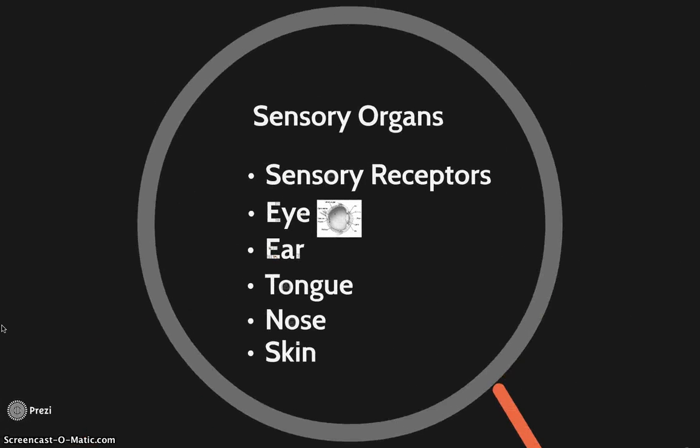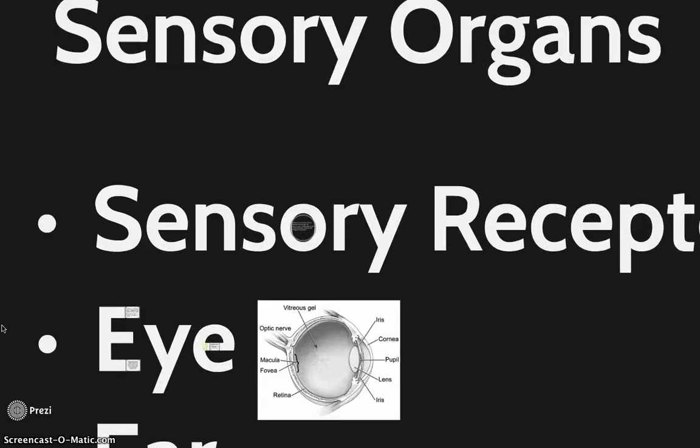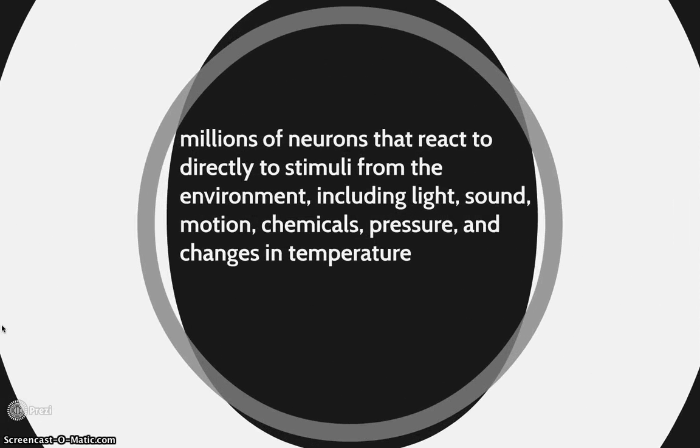Now we have the sensory organs. First, we have the sensory receptors: millions of neurons that react directly to stimuli from the environment, including light, sound, motion, chemicals, pressure, and changes in temperature.